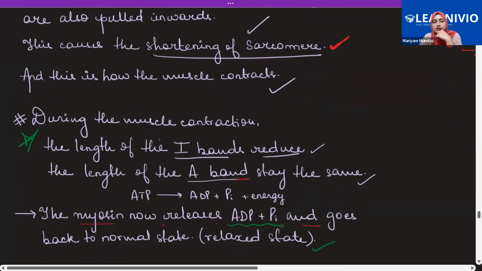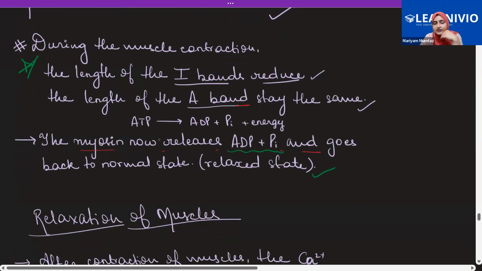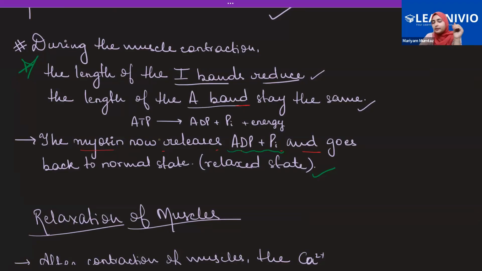Very good. Now during muscle contraction, this is very important, the length of the I band reduces. Why? Because it is being pulled towards the middle of the A band. The length of the A band remains the same, nothing happens to it. And the sarcomere shortens. These three points you have to remember. They are asked in the MCQs. The length of the I band reduces, the length of the A band stays the same, and the length of the sarcomere reduces. Yeah?